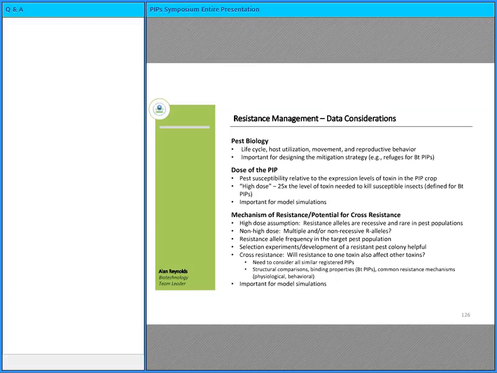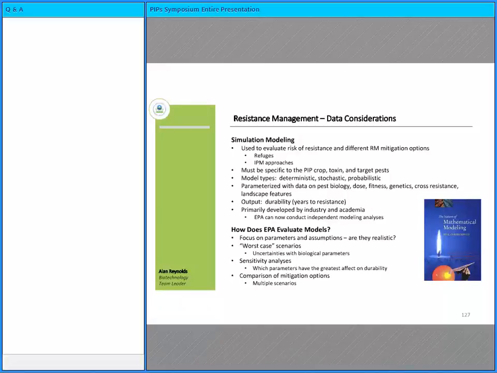And all three of these data considerations are very important for the model simulations that I'm going to be getting to on the next slide here. Okay, so simulation modeling is one of the more useful tools that EPA has for resistance management. And they've been primarily used to evaluate the risk of resistance and different resistance management mitigation options that we might have. These can include things like refuges or IPM strategies, and I'll be talking about both of those in a little more detail in a little bit.